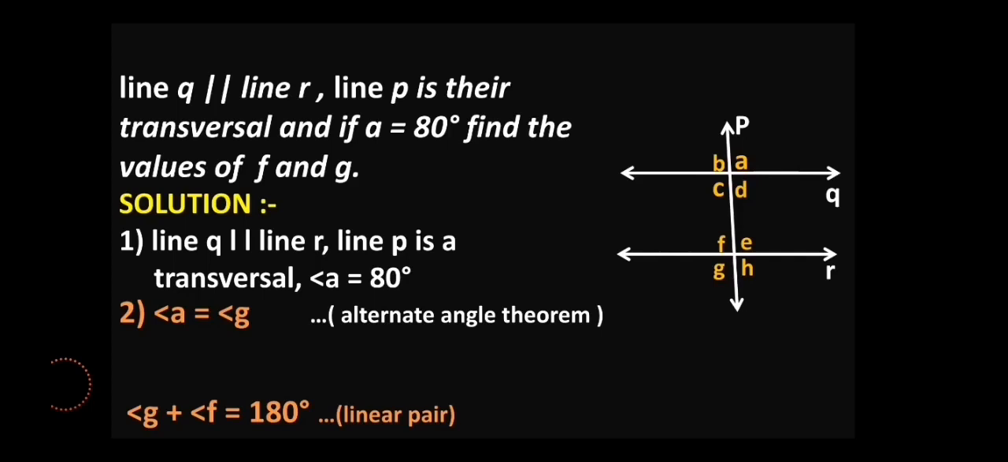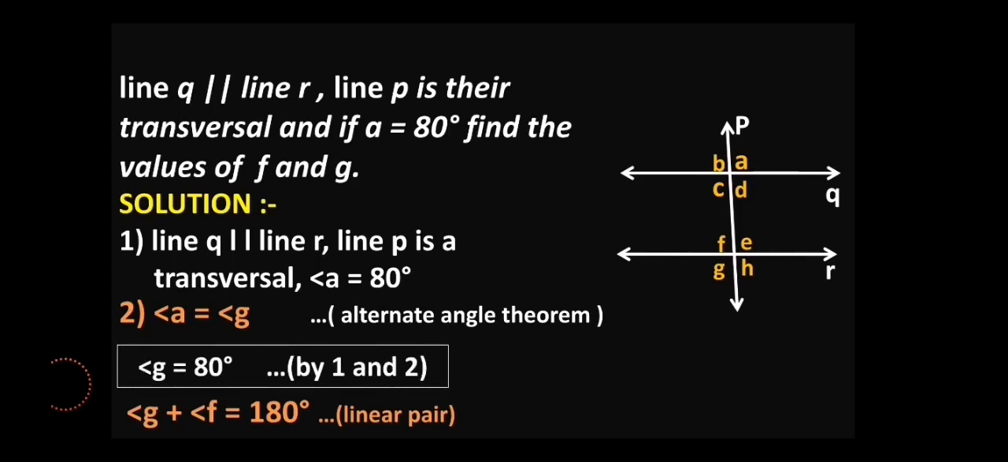Given part says line Q is parallel to line R, and line P is the transversal, right? Angle A is 80 degree, and if you observe and put the values, angle A is 80 degree, therefore angle G is also 80 degree by 1 and 2. 1 is the given part, 2 is what we found in the diagram.